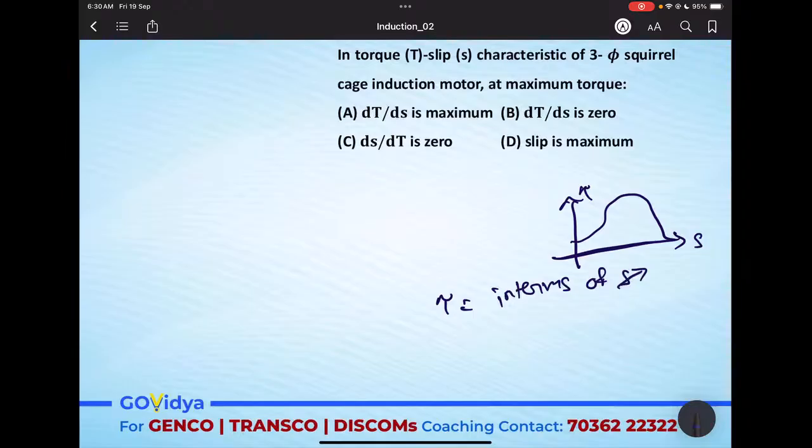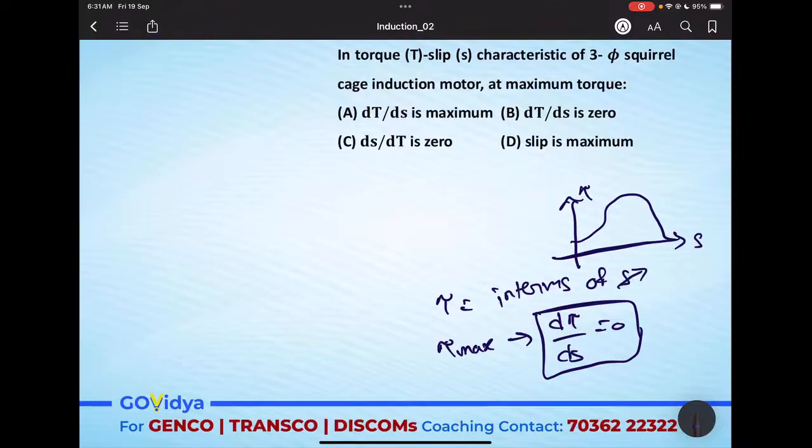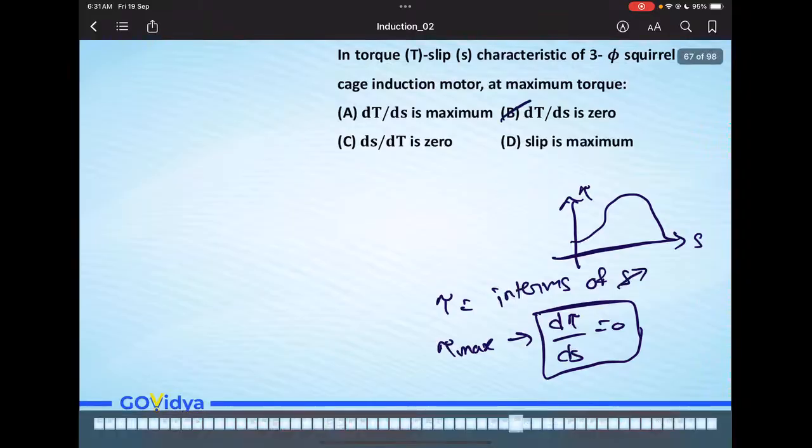For getting maximum torque, we need to differentiate the torque with respect to s and make it 0. dT by ds is equal to 0. Why we need to differentiate with respect to s means, here the variable is s. So we have to differentiate the term T with respect to s and make it 0 to get the maximum torque. So our option will be B. Okay, let's move on to the next question.